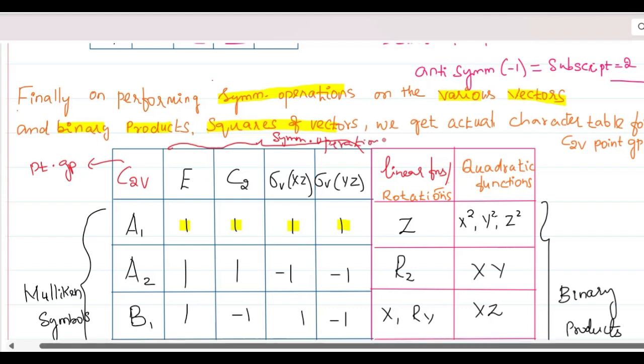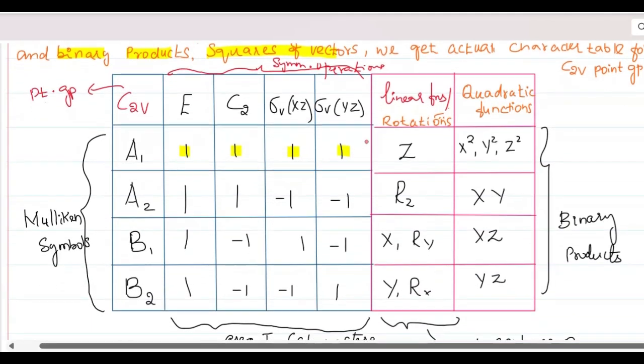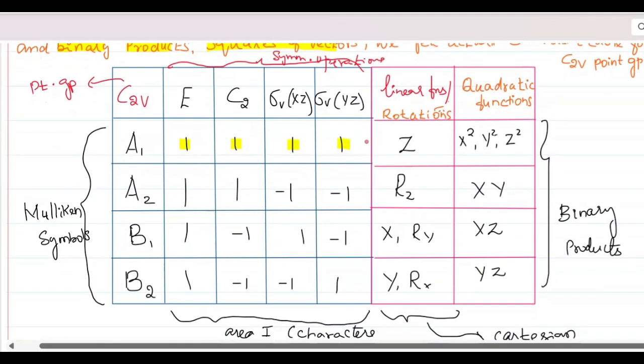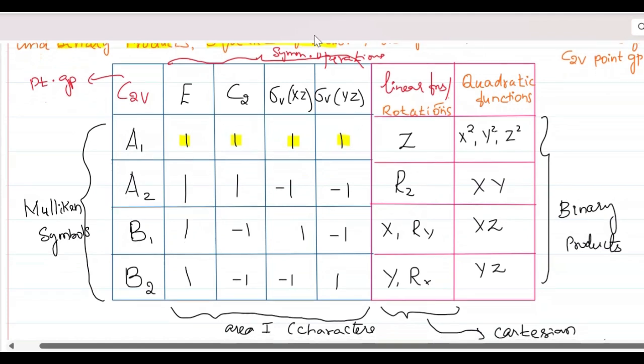So we have completed the construction of the character table for the C2v point group. Hope you all understood. So let us see the C3v point group in the next presentation.